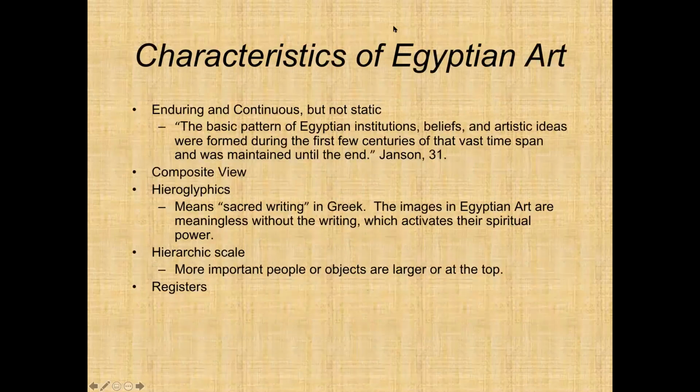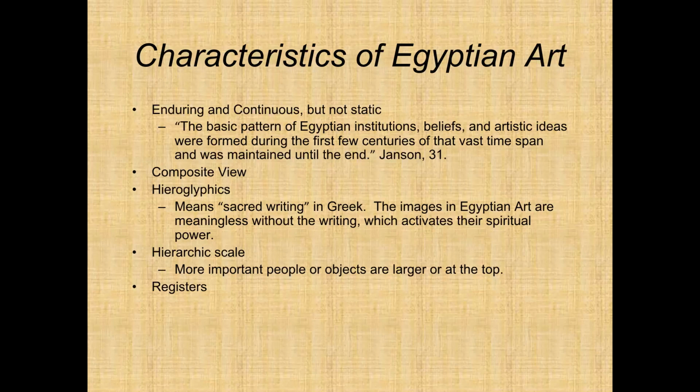So the characteristics of Egyptian art, remember this is 3,000 years. It's kind of amazing things that endure and it is continuous, but it's not static. So the basic pattern of Egyptian institutions, beliefs, and artistic ideas were formed during the first few centuries of that vast time span, and was maintained until the end. And we're going to look at each of these characteristics that follow in the earliest work of art that we're going to look at from ancient Egypt. So don't worry if you don't know what these are yet. I'm going to show you in a moment. So the composite view, I'll show you on that image. That's the easiest way to do it.